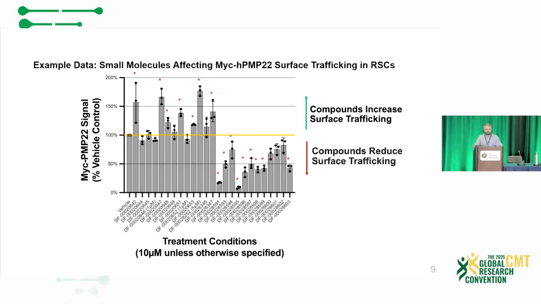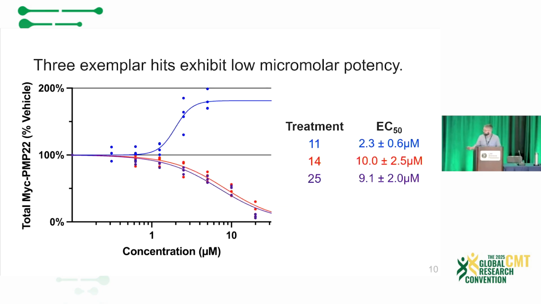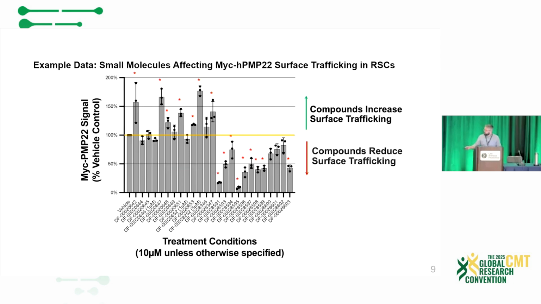So this is some example data from later in the screen. What we have on the x-axis is just a bunch of different compounds that we ordered for rescreening. The total amount of MYC-PMP22 at the cell surface relative to our untreated vehicle control cells is shown on the y-axis. So anything above the 100% line is something that appeared to be reliably increasing expression, while anything below that line seems to decrease PMP22 expression.